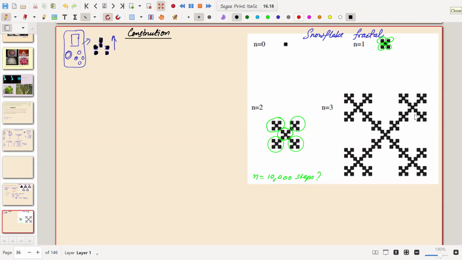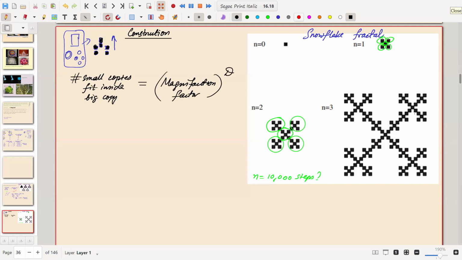Can we compute the dimension of this fractal? So what should we apply? How many small copies fit inside the big copy is equal to the magnification factor to the power d, right? So can you see how many small copies are there? How about we concentrate on the case from n is equal to 1 to n is equal to 2? Can we construct the case from n is equal to 1 to n is equal to 2?